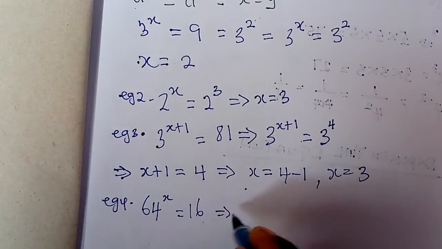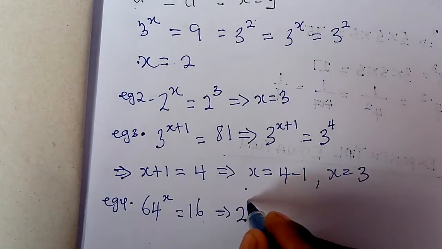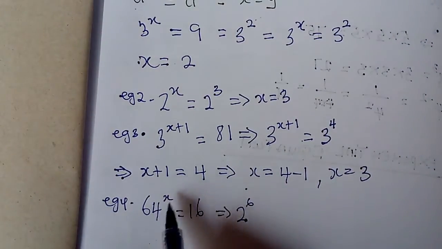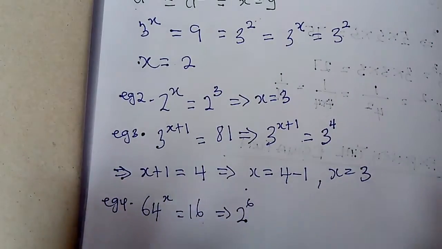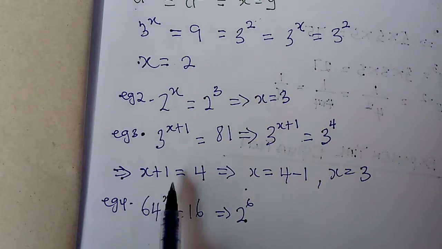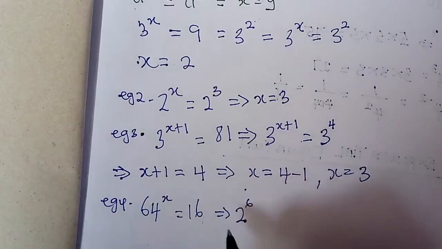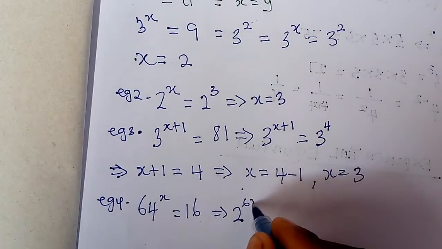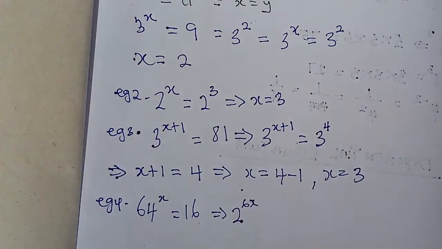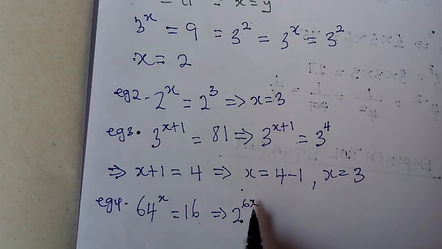64 could be written as 2 raised to power 6. But note that there's x here already, so we have an exponent multiplying an exponent. We call that a power raised to another power. So 2 raised to power 6, and then the x is already there. The 6 will multiply the x here, so we have 2 raised to power 6x.